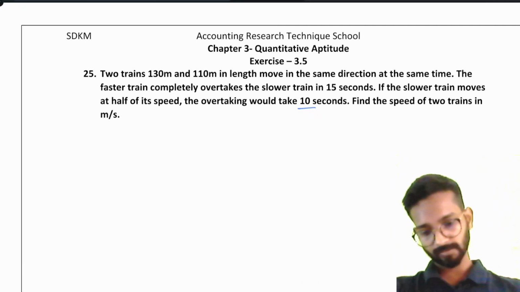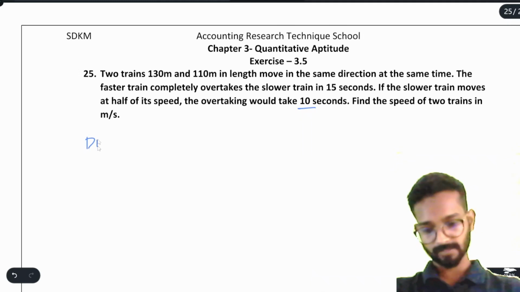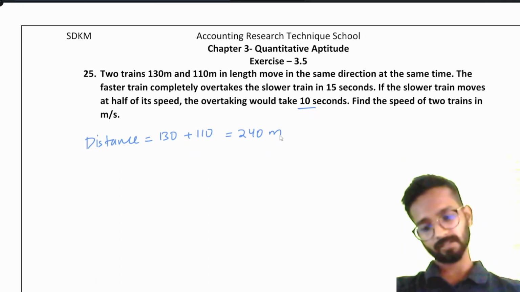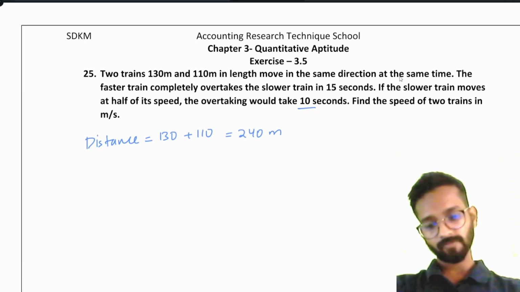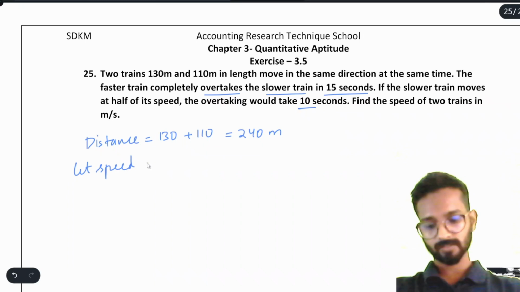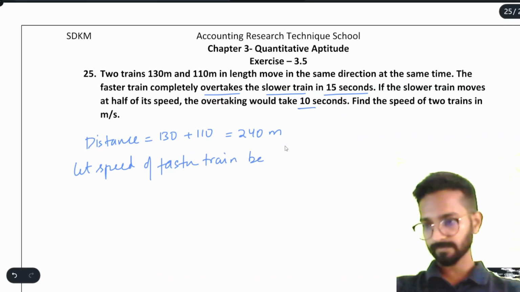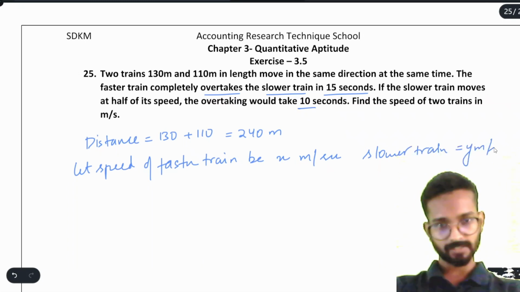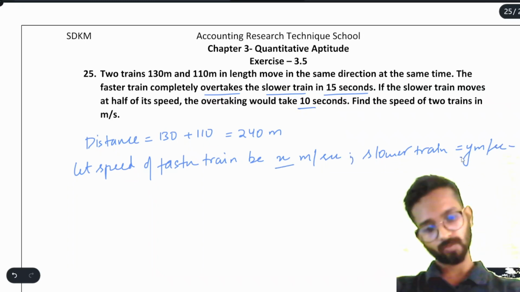See, now understand what is the total distance. Distance is, we know the total of the lengths, 130 plus 110, that is 240 meters. There are again two scenarios. Understand what they are. The first scenario we have here is the faster train completely overtakes the slower train in 15 seconds. Let the speed of the faster train be x meter per second and the slower train be y meter per second.